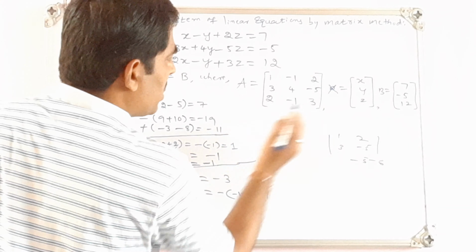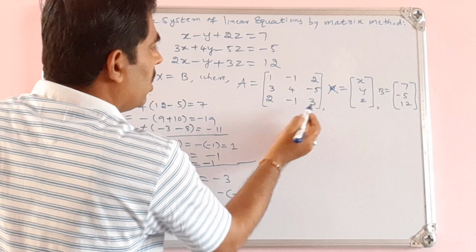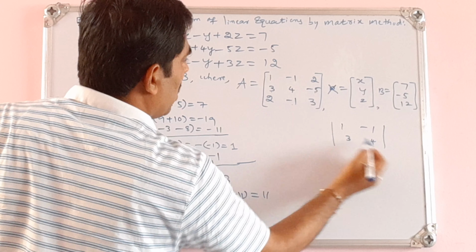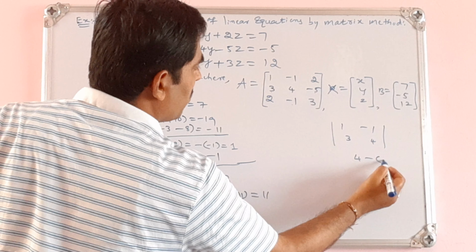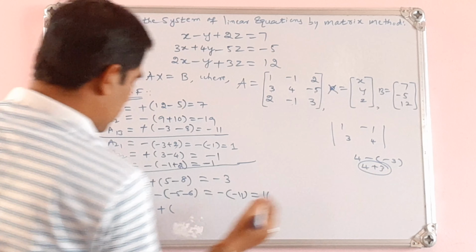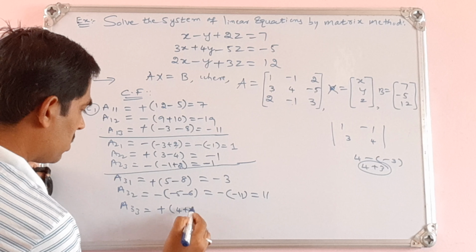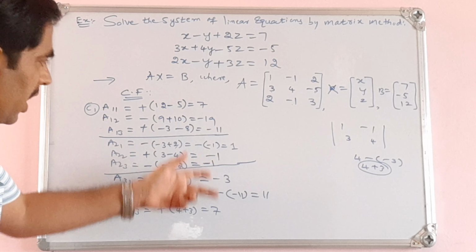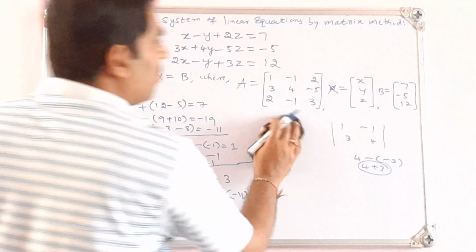So the last element is 3. What is the cofactor of 3? Leave this row and this column. So we get 1 into 4, 4. 4 minus of minus 1 into 3, that is minus 3. 4 minus of minus 3 will be what? 4 plus 3, that will be 7. So I got 9 elements.